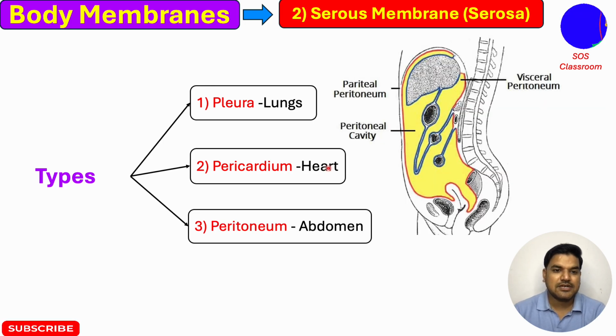And the third serous membrane is present in the abdominal cavity, that is the peritoneum in the abdomen. So you can see this is the visceral layer and this is the parietal layer. Between them, the space is called the peritoneal space. And fluid is present, called the peritoneal fluid. Approximately 15 to 60 ml of peritoneal fluid is present in the peritoneal cavity.